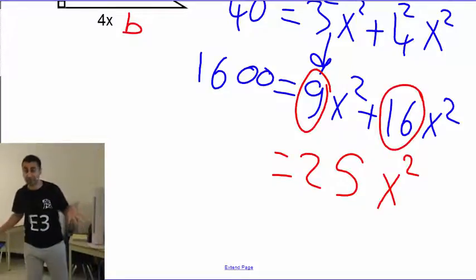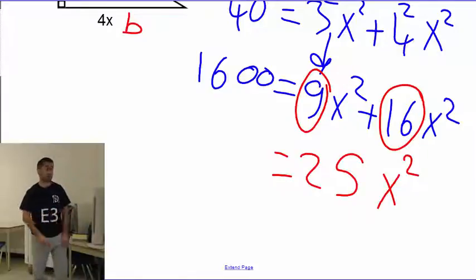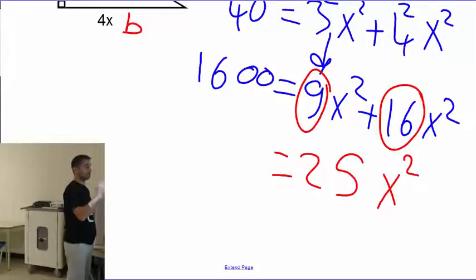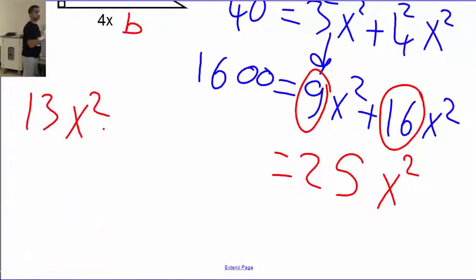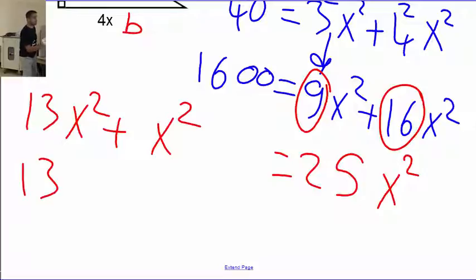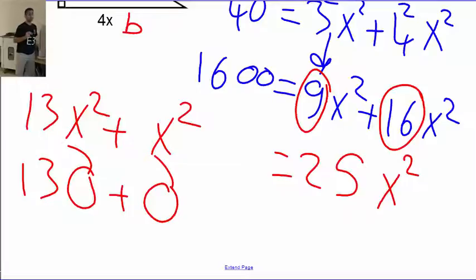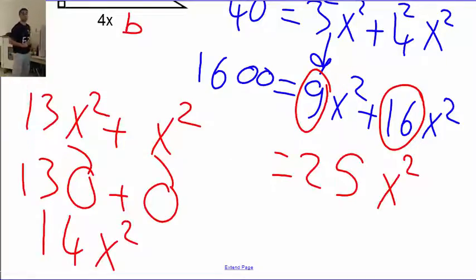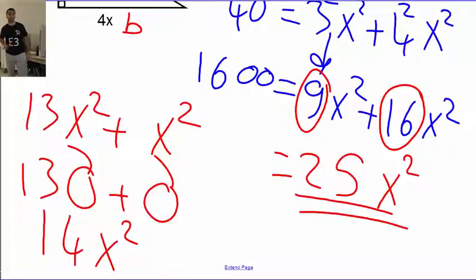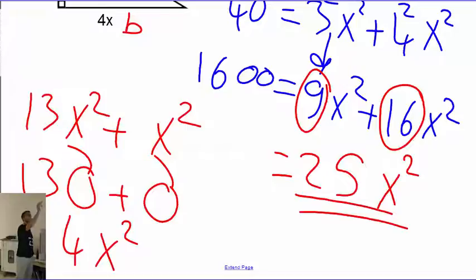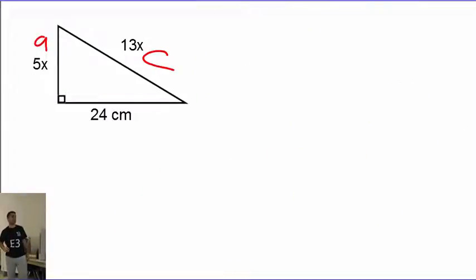What happens if you don't have a number? Because in some of the questions you won't have a number. What happens if you get, let's say, 13x square plus x square? Well, now we are talking about 13 apples plus an apple. What is 13 apples plus an apple? Of course, it's 14 apples, meaning 14x square. So remember that. And once you have this, you know what to do. I talked about it. And now let's go ahead and talk about the last situation here.